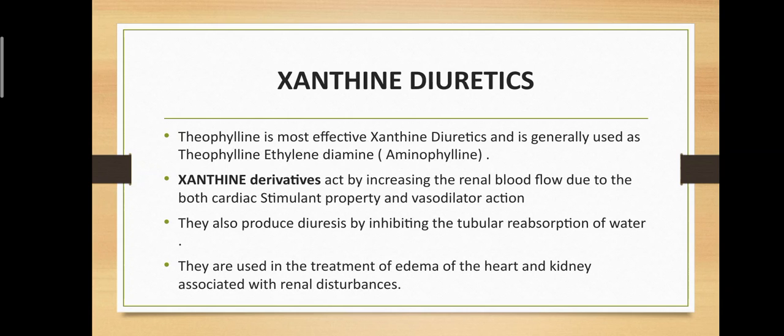Let's see once again. Theophylline is the most effective xanthine diuretic and is generally used as theophylline ethylenediamine, that is aminophylline. Xanthine derivatives act by increasing the renal blood flow due to both cardiac stimulant property and vasodilator action. They also produce diuresis by inhibiting the tubular reabsorption of water. How? By inhibiting the tubular reabsorption of water. They are used in the treatment of edema of the heart and kidney associated with renal disturbances.